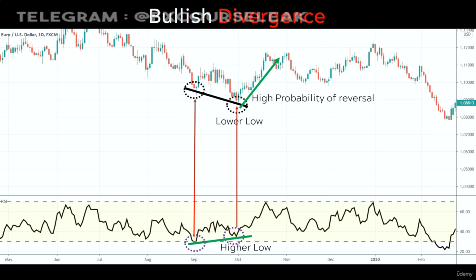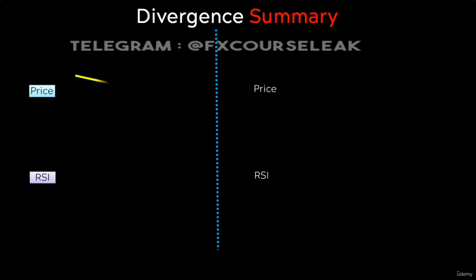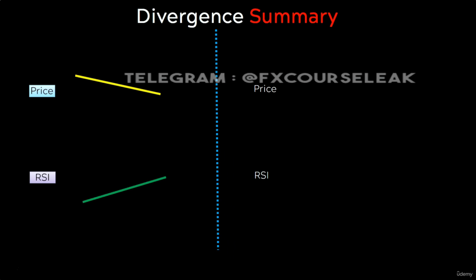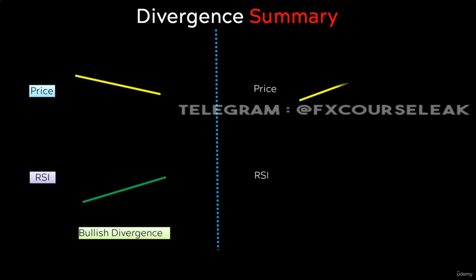So in short, if you see this kind of formation in your chart, then this is nothing but a divergence. The first one is bullish divergence and next to the right is bearish divergence.